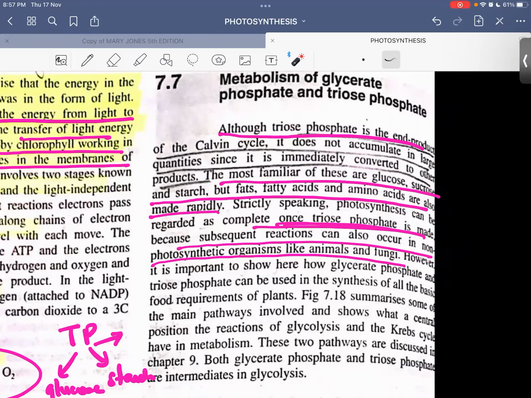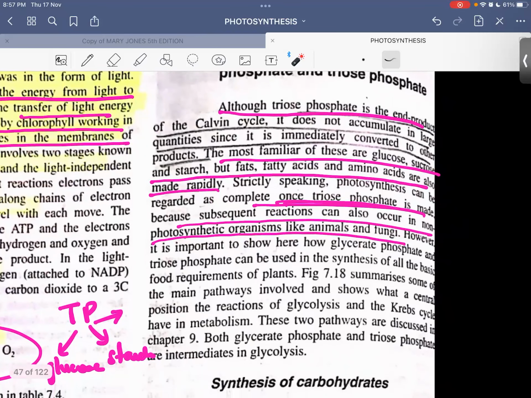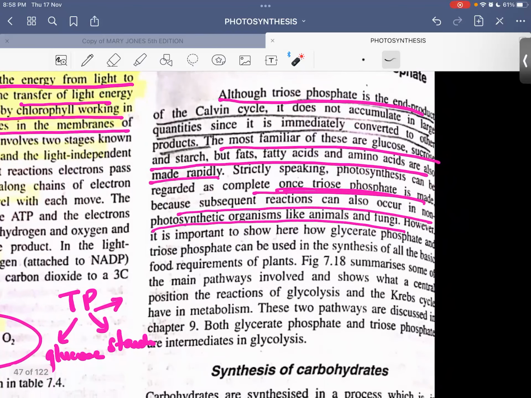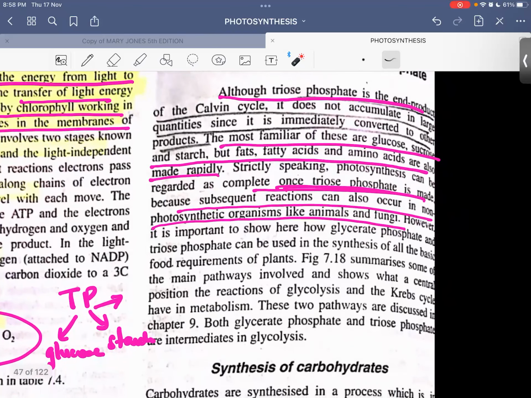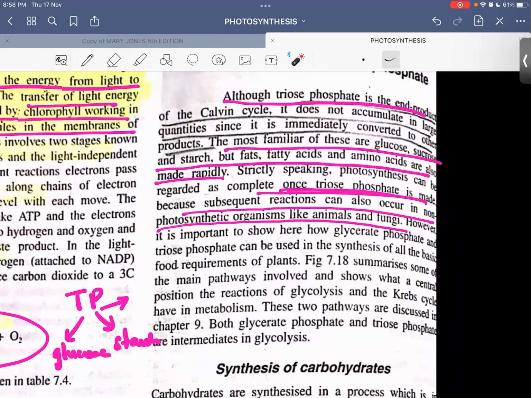If you have the textbook in front, although triose phosphate is the end product of the Calvin cycle, it is not accumulated in large quantities since it is immediately converted to other products. The most familiar of these are glucose, sucrose, and starch. But fats, fatty acids, and amino acids are also made rapidly. Strictly speaking, photosynthesis can be regarded as complete once triose phosphate is made, because subsequent reactions can also occur in non-photosynthetic organisms like animals and fungi. However, it is important to show here how glycerate phosphate and triose phosphate can be used in the synthesis of all basic food requirements of plants.